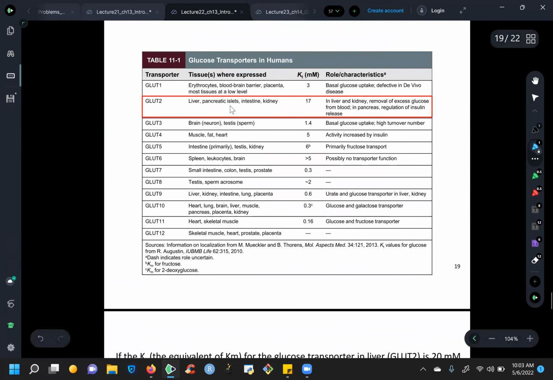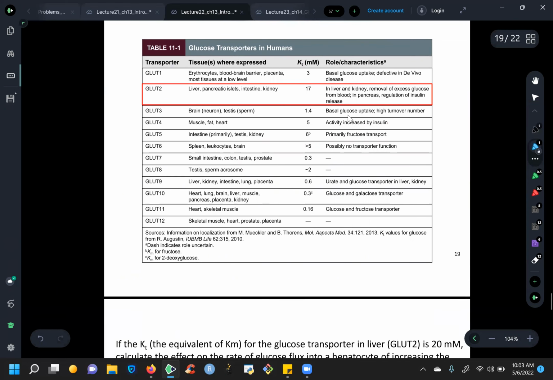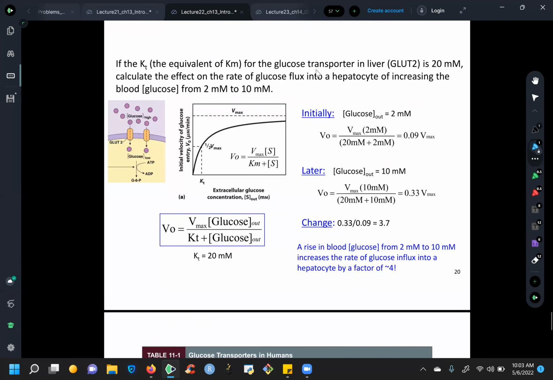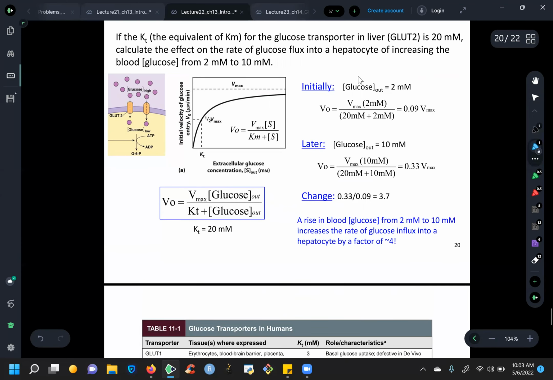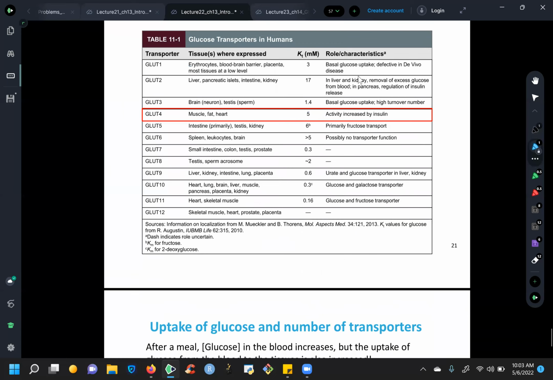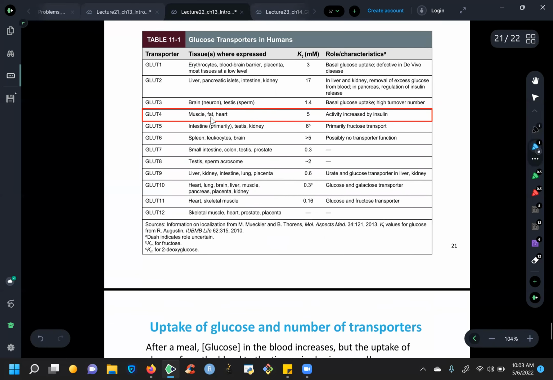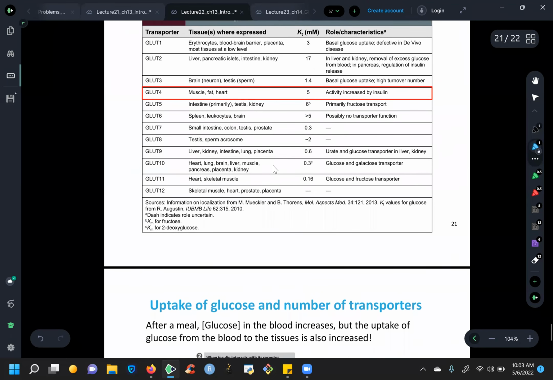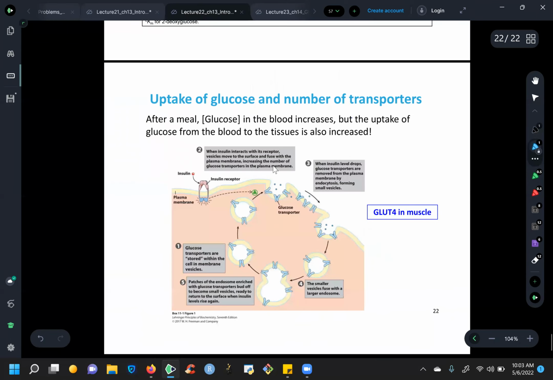Glucose transporters in humans. GLUT2 is the main one that we focus on in this class. You find it in the liver, pancreatic islets, the intestine, and the kidney. The KT, equivalent of Km, for the glucose transporter in the liver, GLUT2, is 20 millimolar. Oh, okay, this is an example, so you can go over that. GLUT4 is found in the muscle, the fat, and the heart. And the activity is increased by insulin, but GLUT2 is like the most popular one.